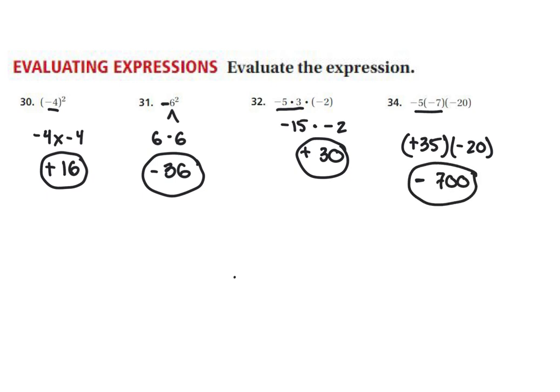And if you didn't know that mentally, you would have had to multiply 35 times 20. 2 times 5 is 10, carry the 1. 2 times 3 is 6, plus another one is 7. And that's how you'd get the 700. And we knew that the signs were different, so our product here was negative.